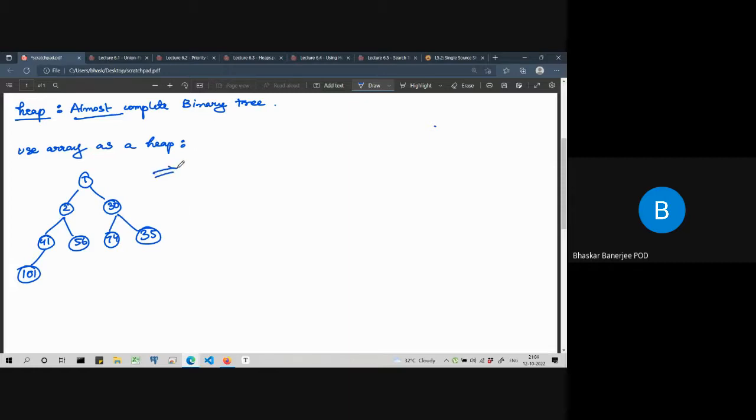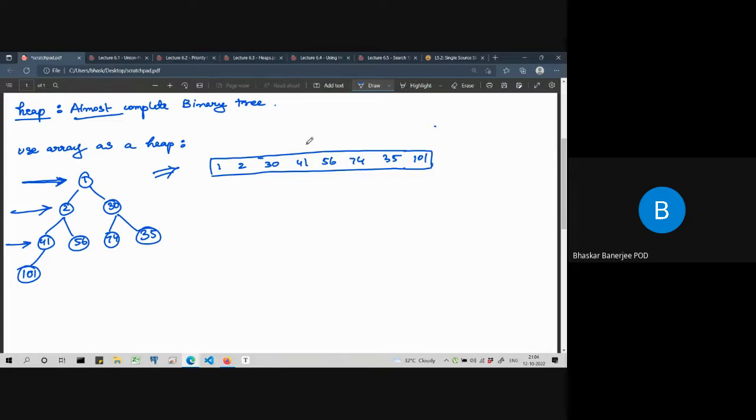Now how to represent it in an array? That is very simple. Let's say this is my array. You put 1, 2, 30 consecutively. You do a level order traversal. I would come back to what level order traversal means, but intuitively you can understand, right? Level by level you are proceeding. 1, then in this level you have 2 and 30, then in this level you have 41, 56, 74, 35, and 101. So this is the heap representation.